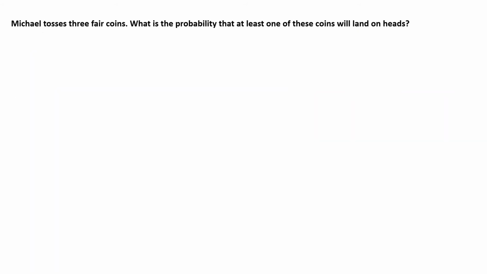Now, here are the questions for the coins. Michael tosses 3 fair coins. What is the probability that at least one of these coins will land on heads? So first of all, before entering into such a question, understand the coin question. For example, if you have one coin, you have a head or you have a tail. So when you toss this coin, either it will land on the head or it will land on the tail. So this is the first.